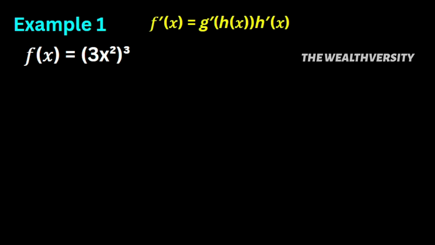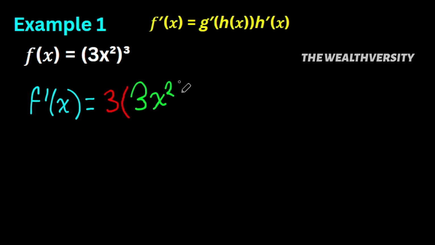We know it's a composite function because there is a function within the bracket that is getting cubed, so a function within a function. Start by writing f prime of x equals, then to differentiate, we take the exponent, which is 3, and bring it down beside the bracket, and then decrease the exponent by one. We keep the bracket the same. Then we multiply by the derivative of the value in the bracket, which is 6x.